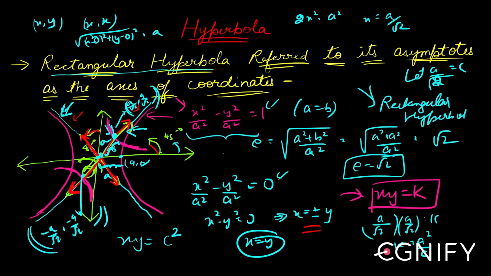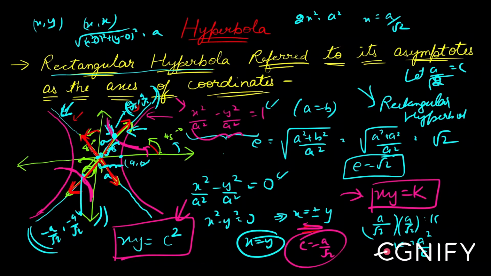So this is a very interesting hyperbola. Now you know where this hyperbola is coming from. You first had this hyperbola, you found its asymptotes, then you rotated your original x and y axes such that they coincide with the asymptotes, and now with respect to those asymptotes as the axes, you have a new hyperbola whose equation is xy is equal to c square, where c is equal to a by root 2. So this is a new hyperbola.